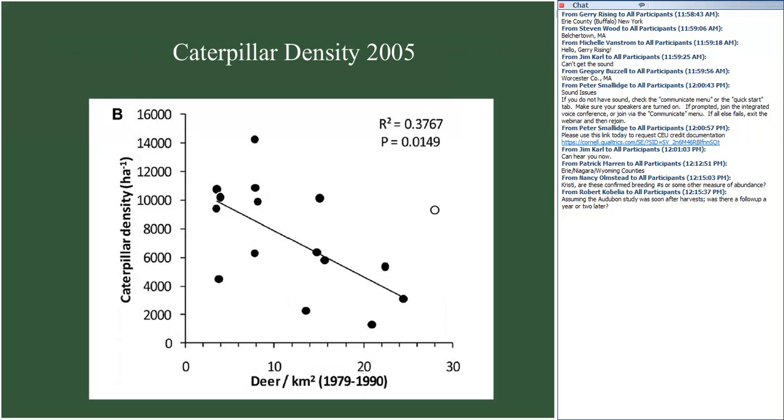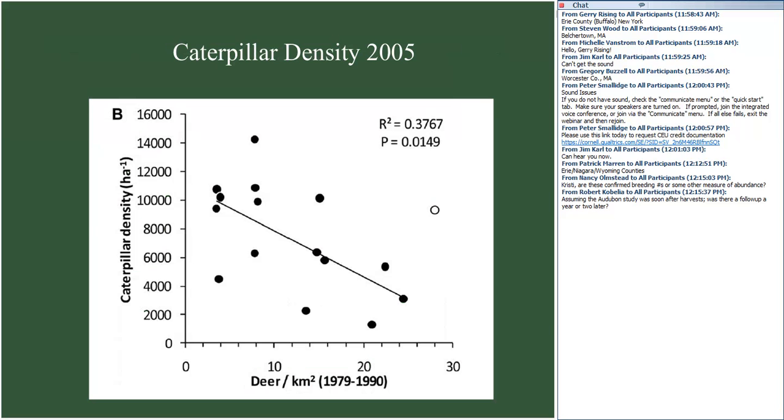Okay, and for the Allegheny National Forest study that I showed you two slides ago, they also looked at caterpillar density according to those deer densities in the past, and saw that in 2005 caterpillar densities were still lower. One reason for this is that you have less vegetation in the understory, fewer leaves and stems, so you would have fewer caterpillars.